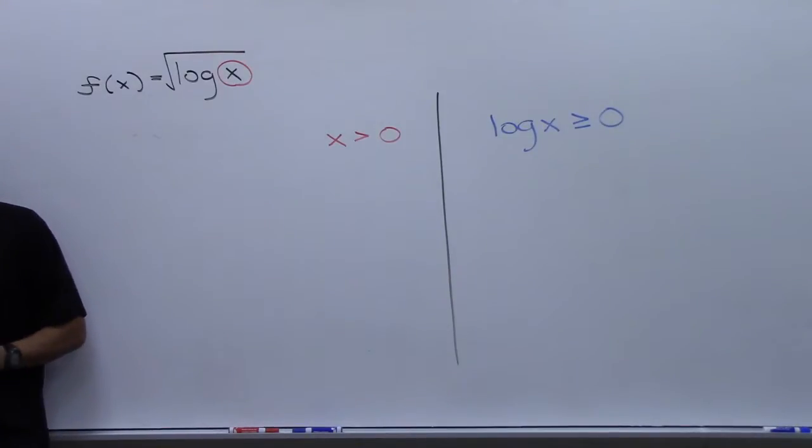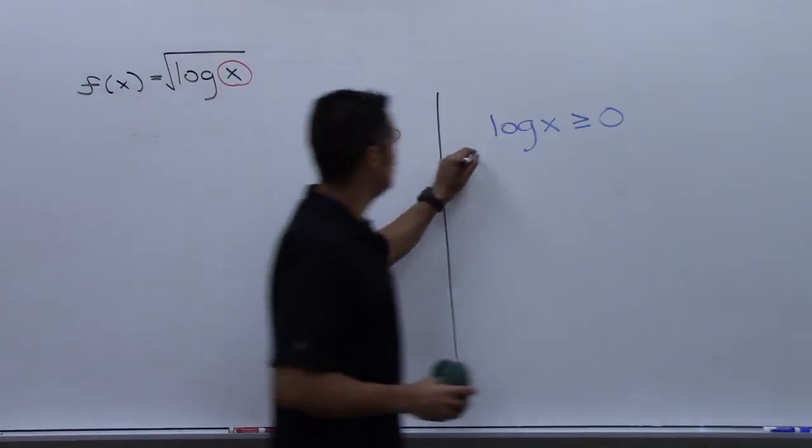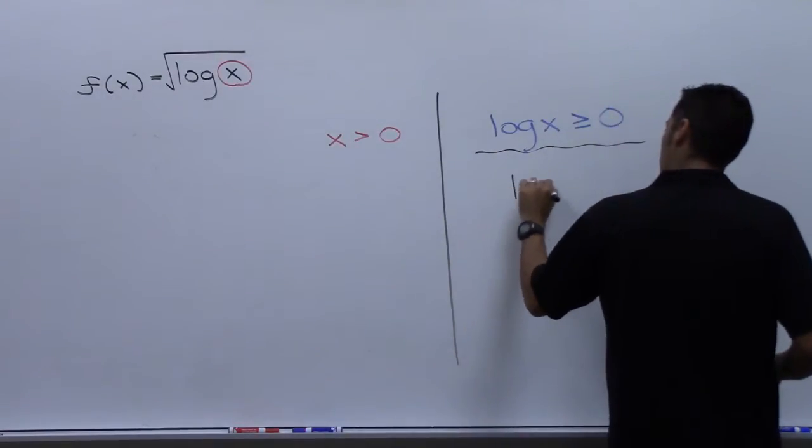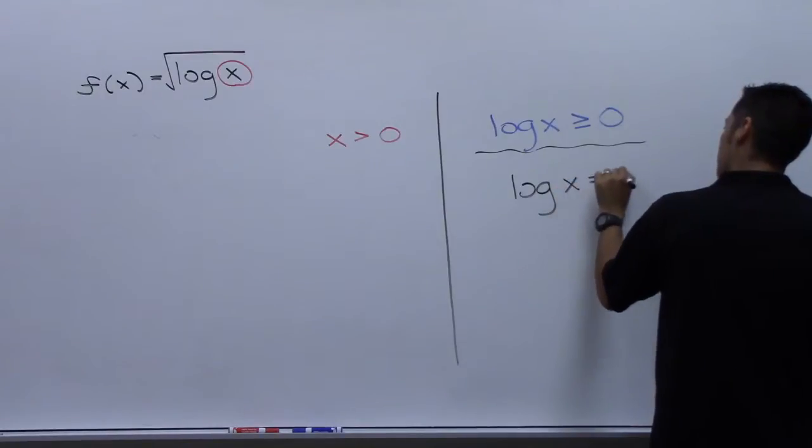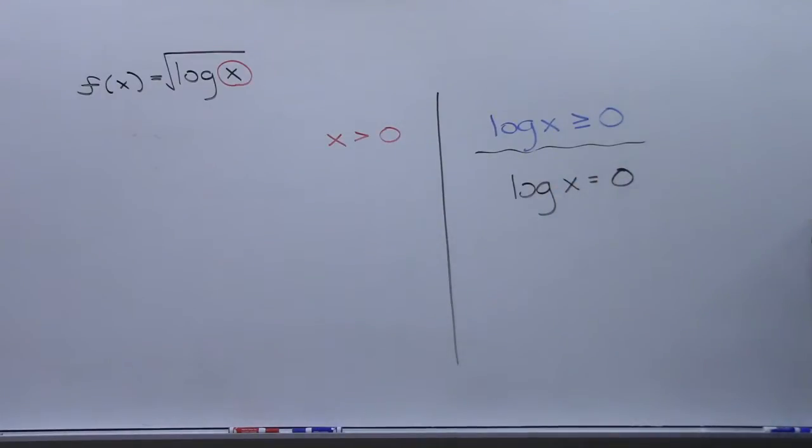So look at that over there. How in the world do you think you're going to solve that? It's a logarithmic inequality. What does your gut tell you? Treat it like an equation first. What's x? 1, because it's 10 to the 0th power.